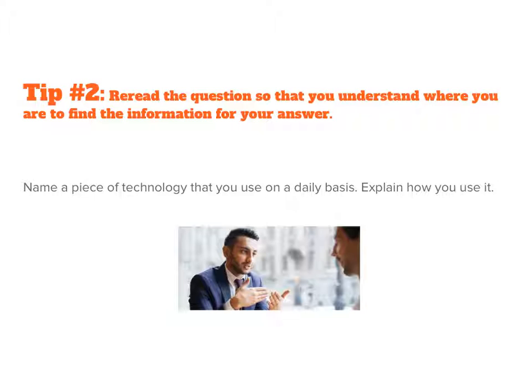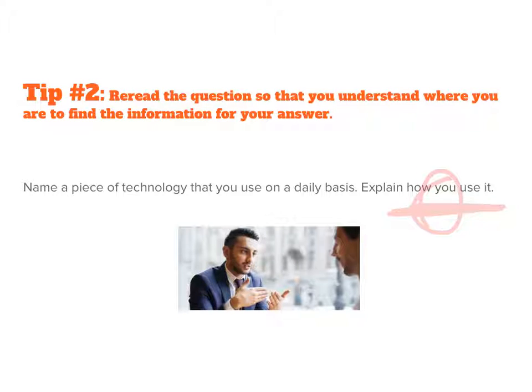Tip number 2 is to reread the question so that you understand where you're supposed to find the information for your answer. Name a piece of technology that you use on a daily basis. Explain how you use it. So this question, the key word here is you. It's not asking you to go out and research information on how people use technology. It's not asking you about how teens use technology. It's specifically asking how you use it, which means that you are the source of all the information.